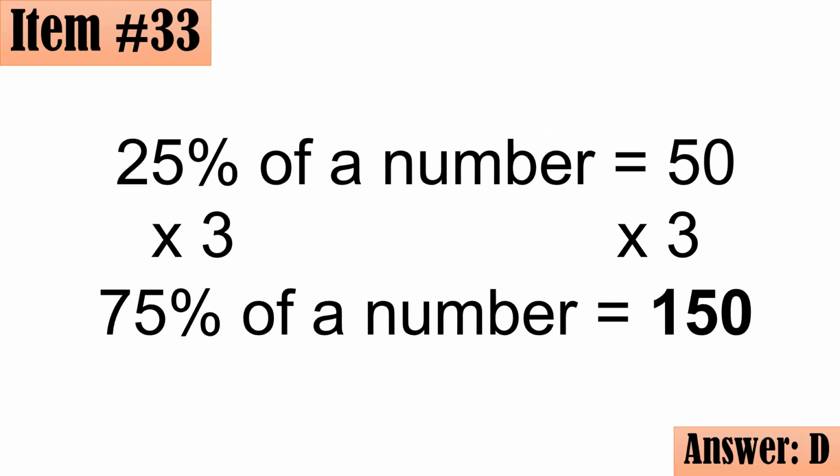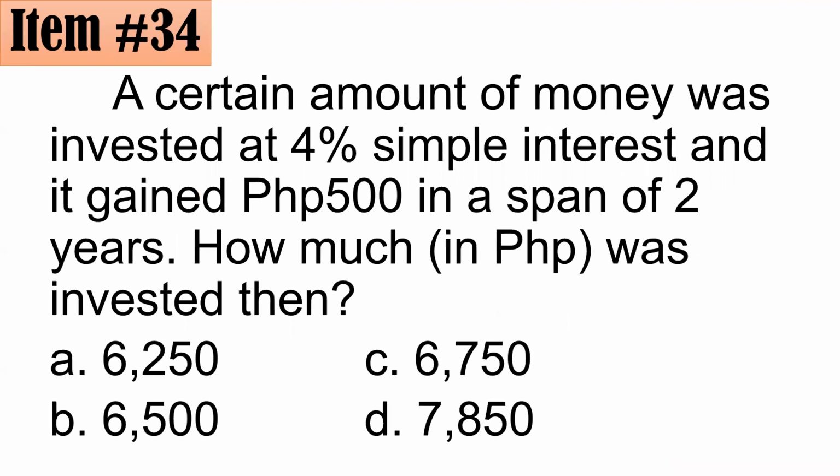All right. 34. A certain amount of money was invested at 4% simple interest, and it gained 500 pesos in a span of 2 years. How much in Philippine pesos was invested? Is it A, 6,250, B, 6,500, C, 6,750, or D, 7,850? Wow! So marami po ang sumagot ng A.